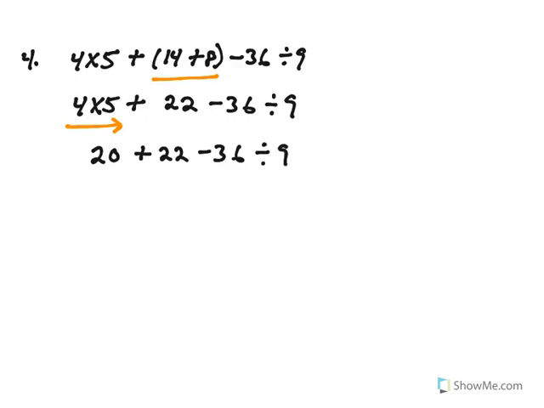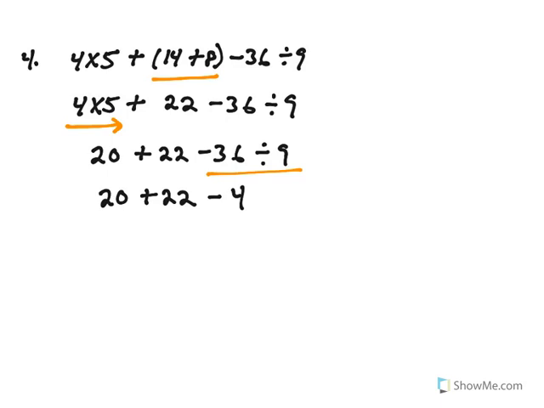Now we cleared that multiplication operation. We continue to evaluate it from left to right. 20 plus 22, that is not a multiplication or division operation. So is minus 36, but minus 36 divided by 9 is, so we're going to do that. 36 divided by 9 is going to be 4. Again, keep the negative. So it's 20 plus 22 minus 4.